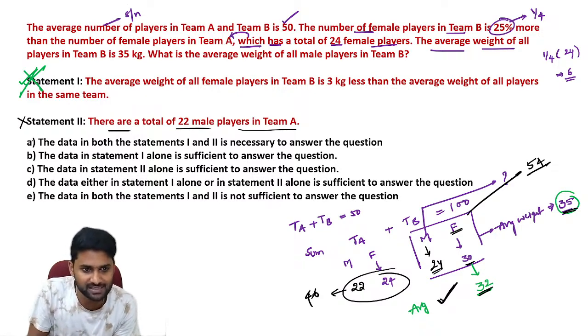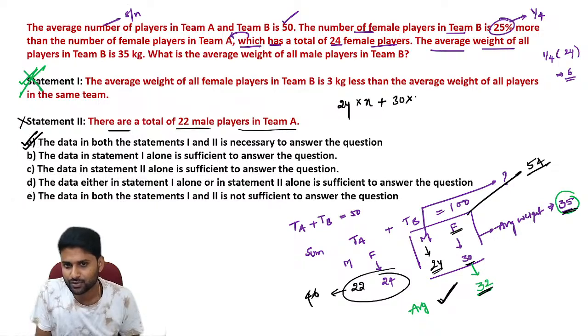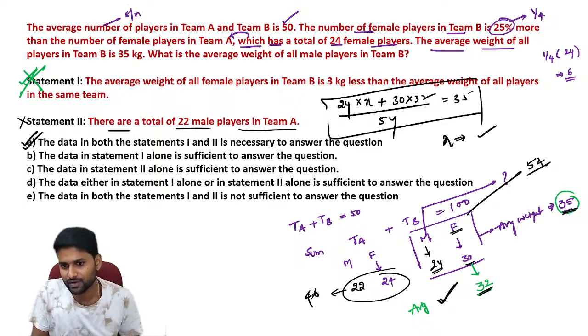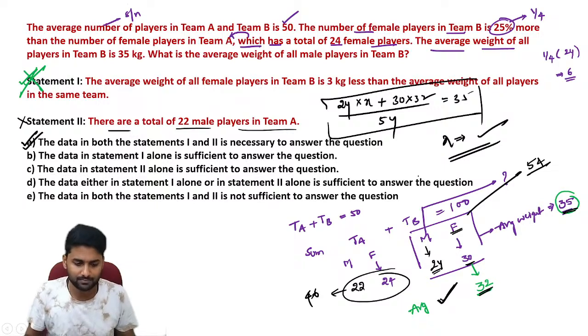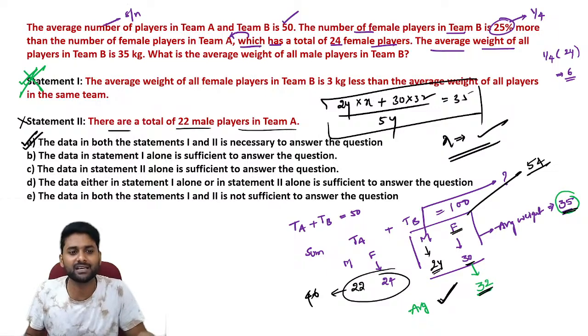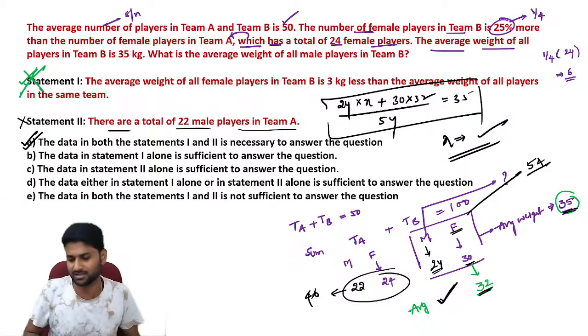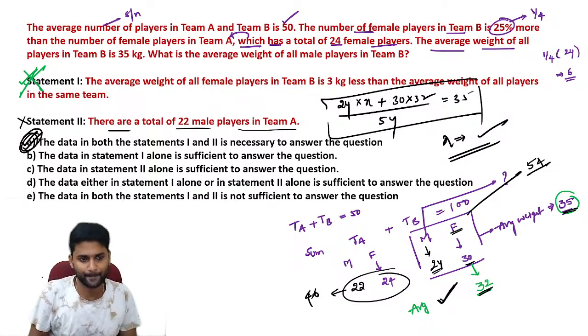So choose the option: yes, the data in both statements 1 and 2 is necessary to answer this question. If you want the value, see, 24 into x, plus 30 into 32, and the total strength is 54, is equal to 35. Just go for the calculation, you will get the value of x. But this question does not require the value. This question only requires whether the data is sufficient or not. Yes, we can say that both data are sufficient to answer this question. So choose option A.